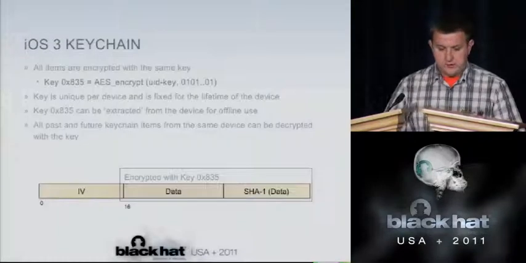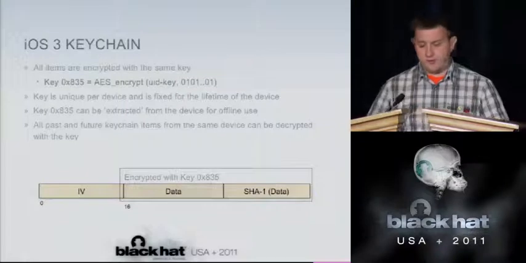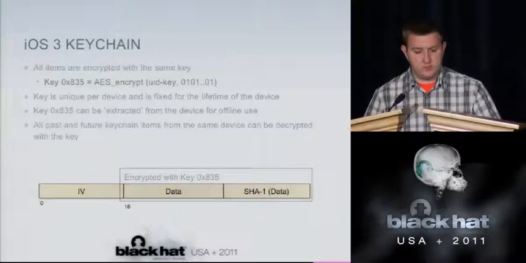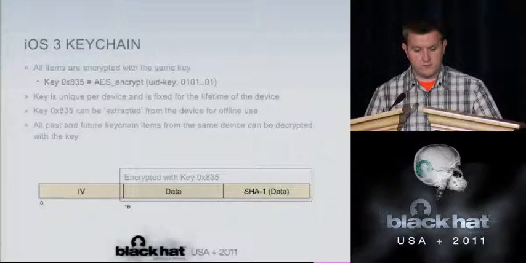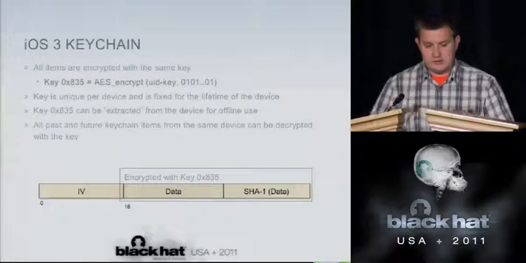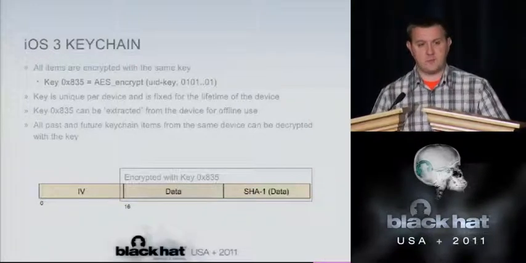The keychain is a system-wide storage for secrets like passwords. On iOS 3, all items in the keychain were encrypted using the same key. The key is known as the Security D key, or key 835 hex. The problem with this approach is that this device key, the Security D key, is fixed, constant for the lifetime of the device.